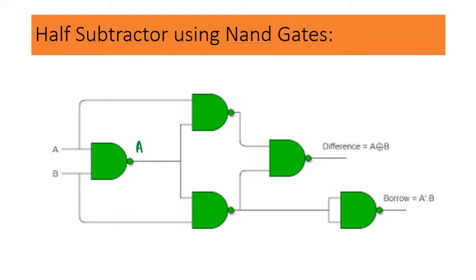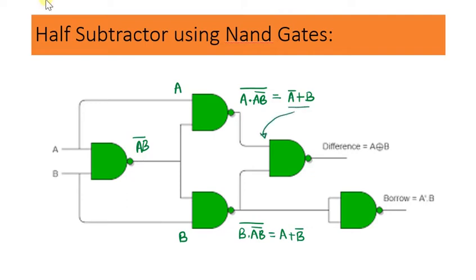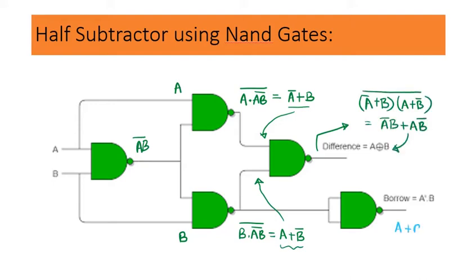Coming to the realization of the half subtractor using the NAND gates, I am going to write the expression at each and every output of the NAND gate, and you can see that the expression for the difference will be equivalent to A XORed with B, and borrow will be equal to A bar B.